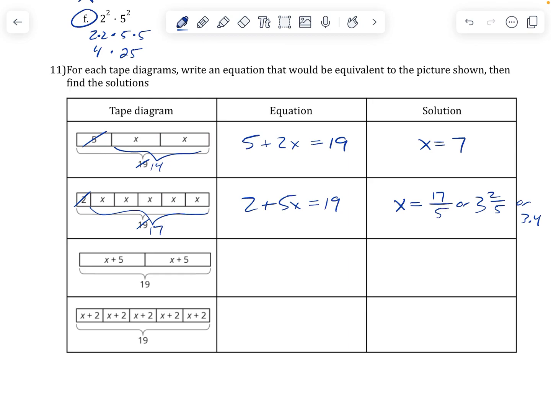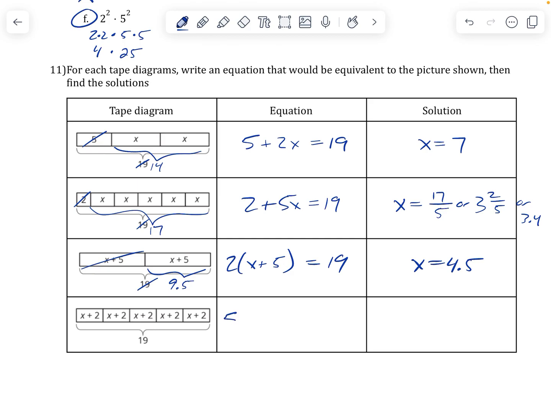The next question, I have 2 groups of x plus 5, and those have to equal 19. So that would be my equation. 2 groups of x plus 5 is equal to 19. And if you think about this, if I took away one of the groups, that's taking away half of my 19. So that would leave me with 9.5 as one of the groups. And what number plus 5 is 9.5? It's 4.5. So that's what x would have to equal.